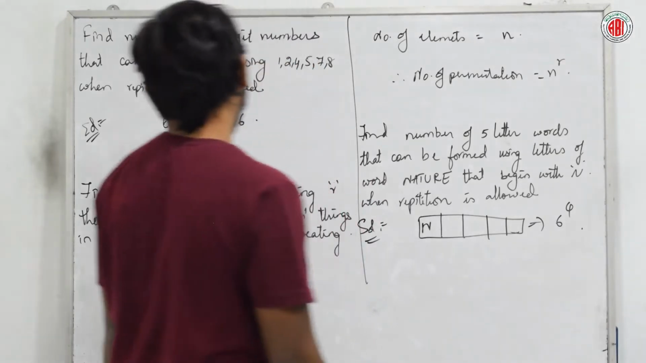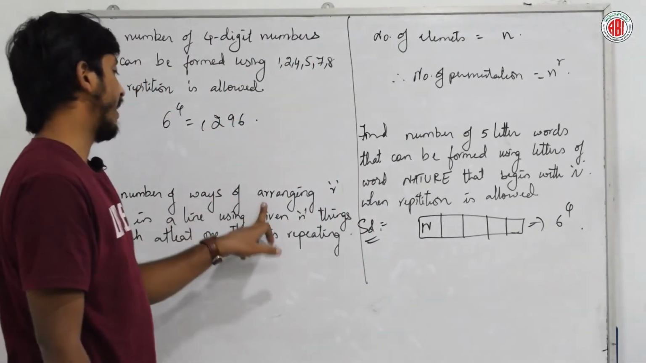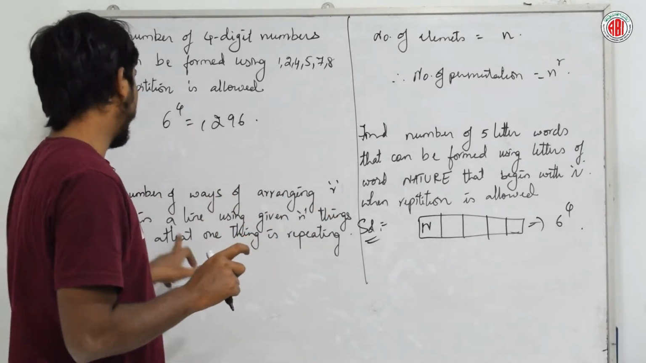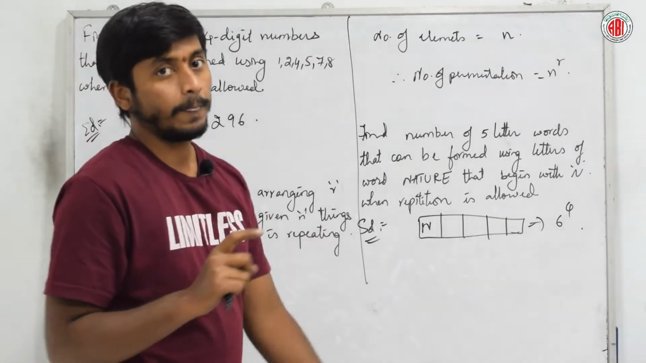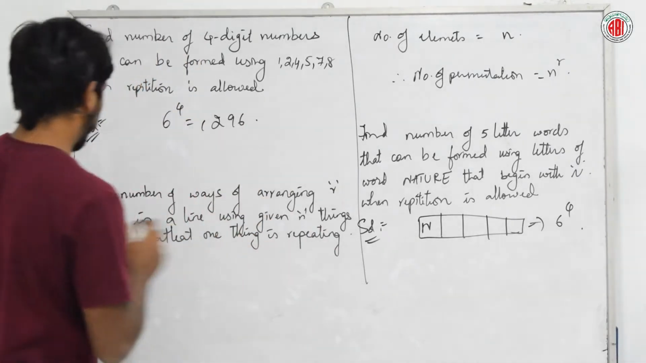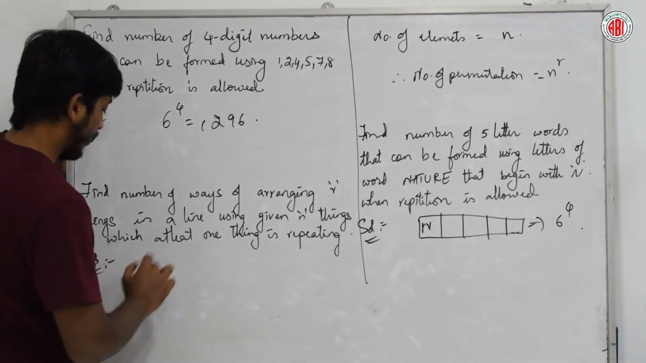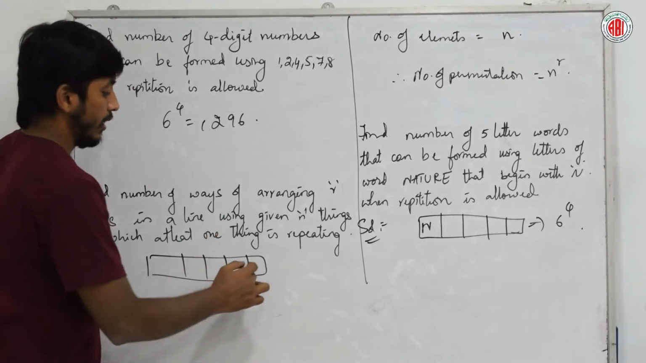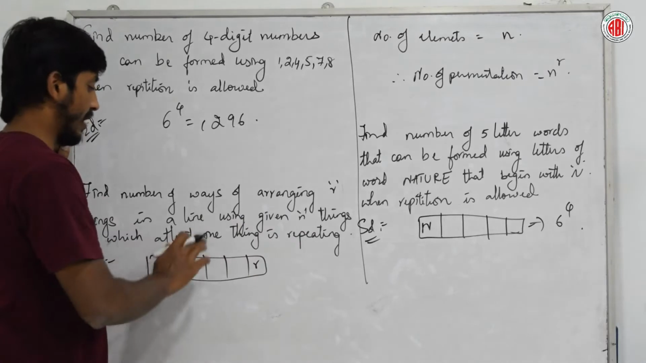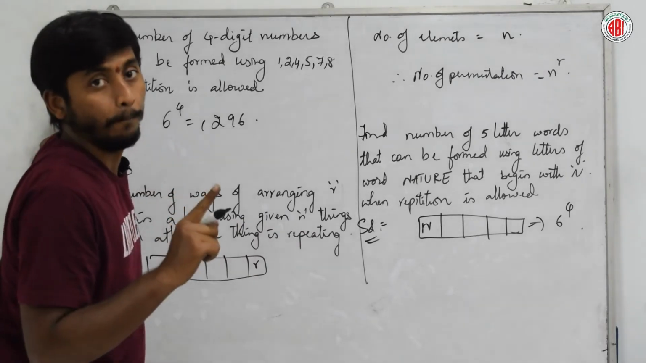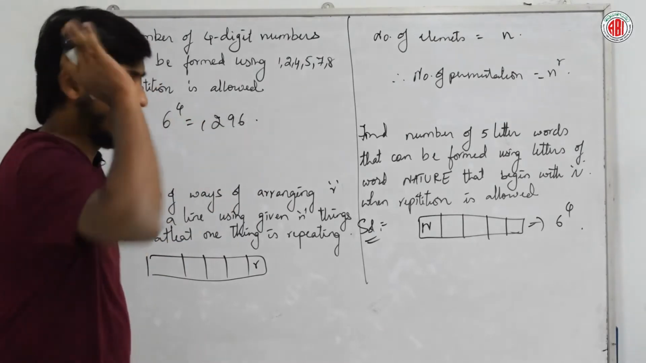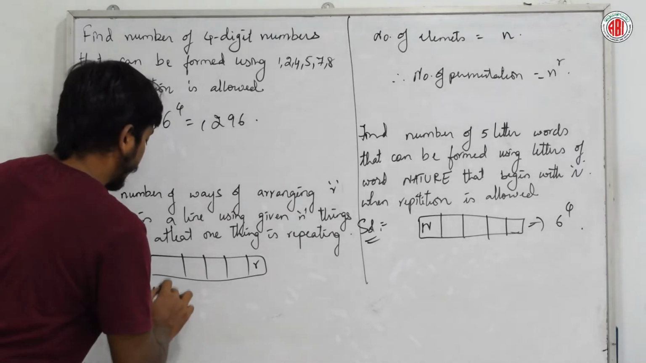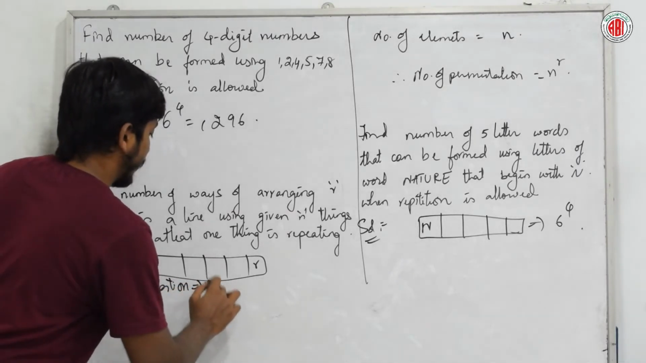Fine. Look at the next question here. Find the number of ways of arranging r things in a line given n things in which at least one thing is repeating. We have r positions. He is telling n things so that at least one thing is repeating. Let us say nothing is repeating first. So no repetition. What will be the permutation?